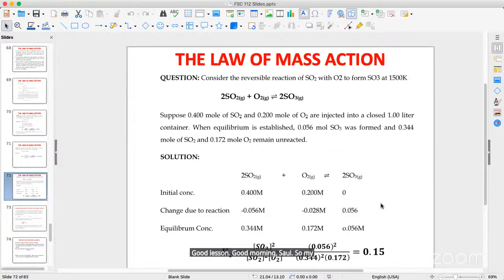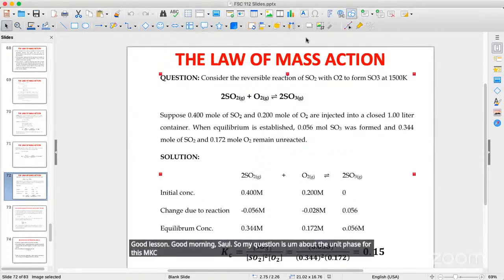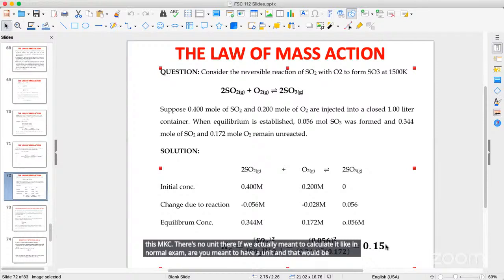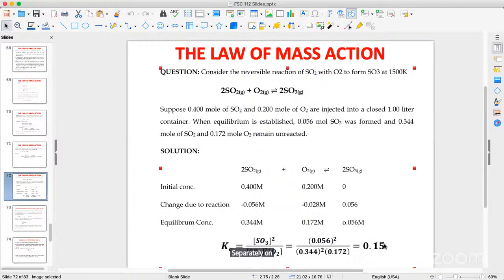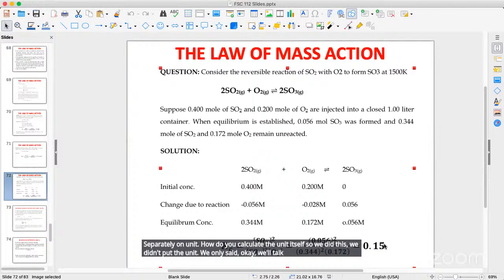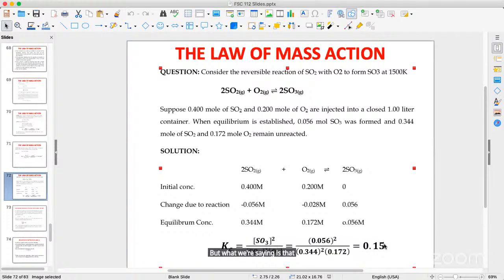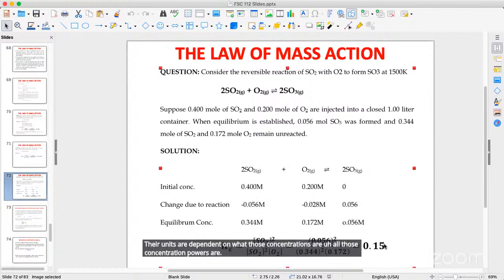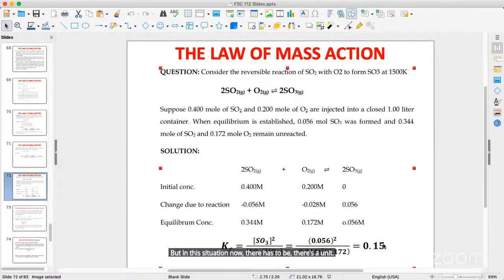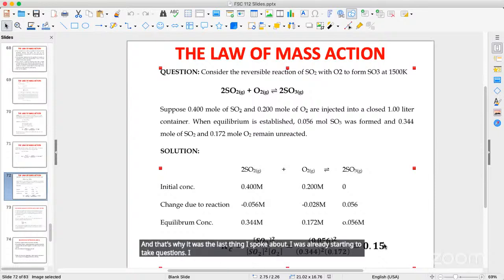My question is about the unit first for this Kc. There is no unit there. If we actually meant to calculate it like in a normal exam, are we meant to have a unit? Wasn't that the last thing I said here? The only reason why we left the unit out of this calculation was because the original slide spoke about the unit after the calculation. We did calculation separately on the unit. How do you calculate the unit itself? We said we'll talk about the unit later. But of course, you can have an equilibrium constant that has no unit. What we're saying is that they don't have a fixed unit. Their units are dependent on what those concentration powers are. If the concentration of the denominator is equal to that of the numerator, then you won't have a unit. But in this situation, there's a unit. That's why it was the last thing I spoke about. I was already starting to take questions. I wanted to take questions before I came back to unit. So that means you were not paying attention.